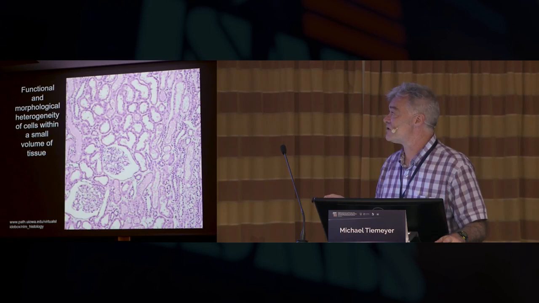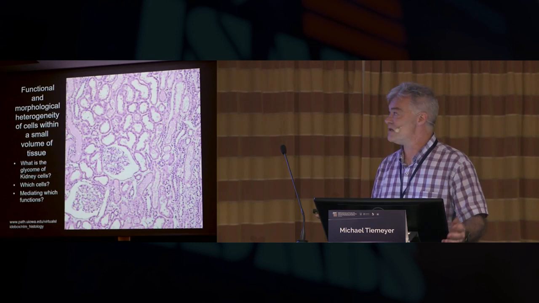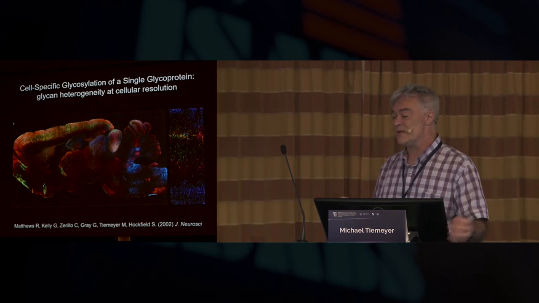So the question is, if you're going to do the glycome of a kidney, which cells are you talking about, and what glycome associates with which functions? So this is a small piece of a tissue that you might like to know the glycome of, but things get even more complicated when you start to think about cell-cell differences in terms of the glycome.